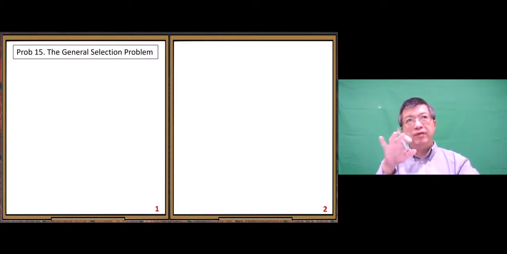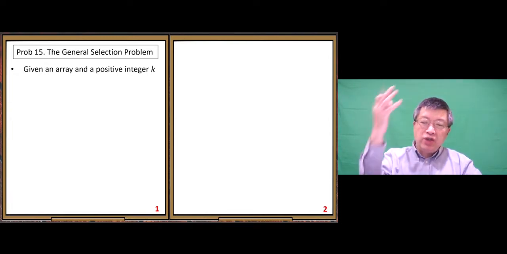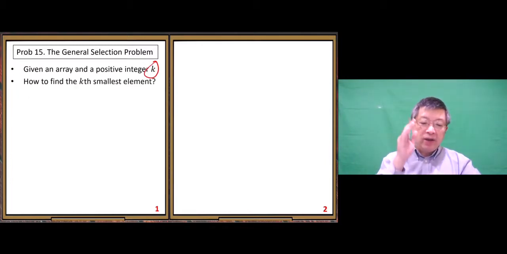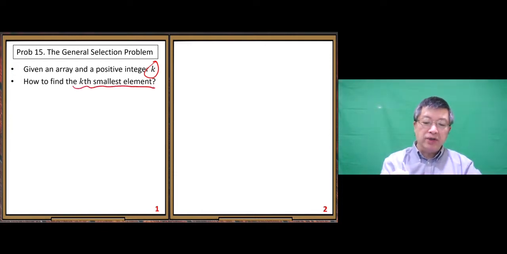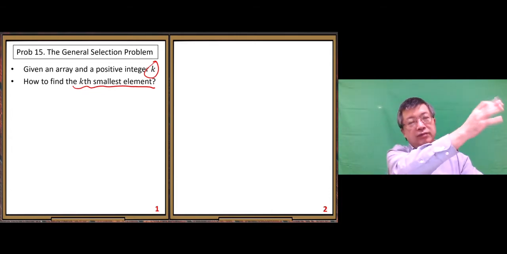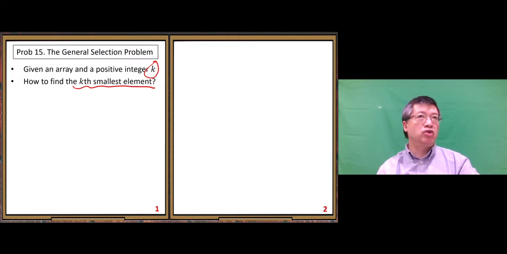So let me describe it first. Given an array and a positive integer k, we want to find the kth smallest element in the array. This array is unordered. We assume it is unordered. Otherwise, if it's ordered, it's trivial. You just count from the left, kth smallest. So you don't need to do much work.